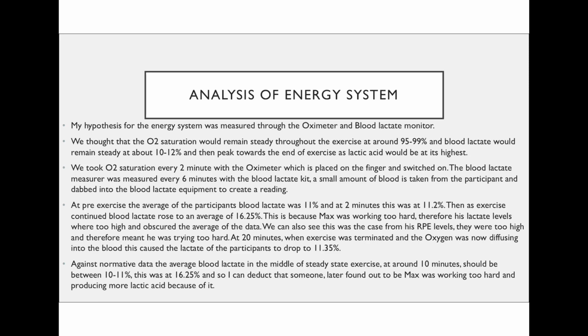At 20 minutes, when exercise was terminated and the oxygen was now diffusing into the blood, this caused the lactate of the participants to drop to 11.35%. Against normative data, the average blood lactate in the middle of steady state exercise, around 10 minutes, should be around 10 to 11%. This was at 16.25%, and so I can deduce that someone, later found out to be Max, was working too hard and producing more lactic acid because of it.